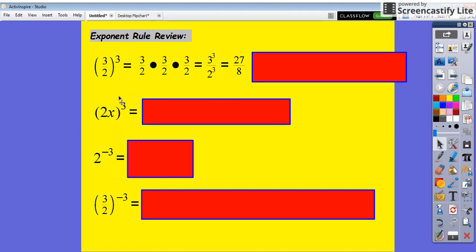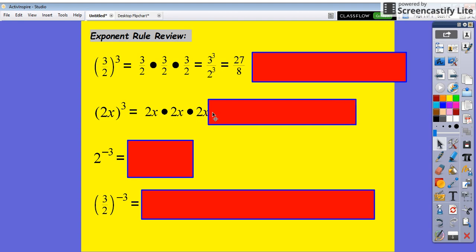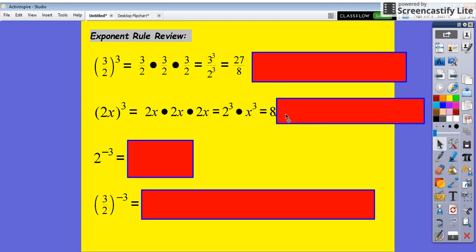The second exponent rule we're going to look at involves taking a product and raising that product to the power. So just like the previous example, we're going to take our base of 2x and we're going to use it as a factor 3 times, which then gives us 1, 2, 3 factors of the numerical coefficient, as well as 3 factors of x, then allowing us to simplify further to 8x to the third power.